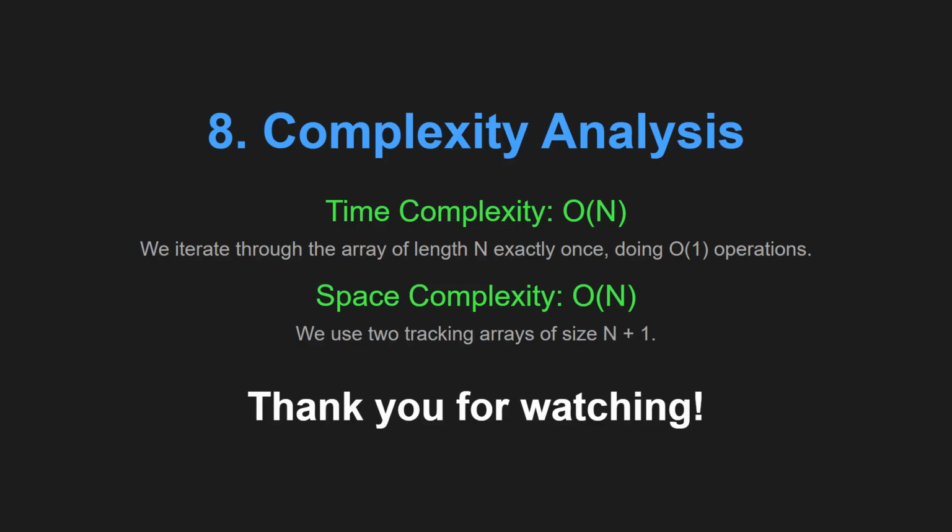To wrap up, let's analyze the complexity. The time complexity is O of n, because we process the entire array exactly once in a single pass. The space complexity is also O of n, as we allocate 2 state tracking arrays of size n. This provides a highly optimal solution.